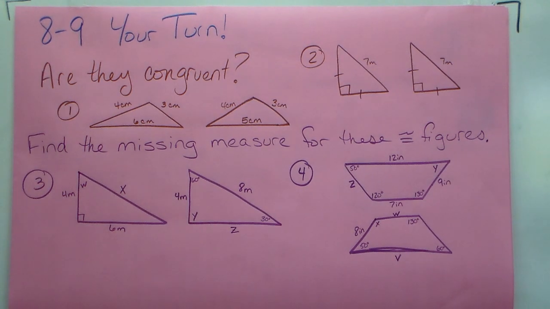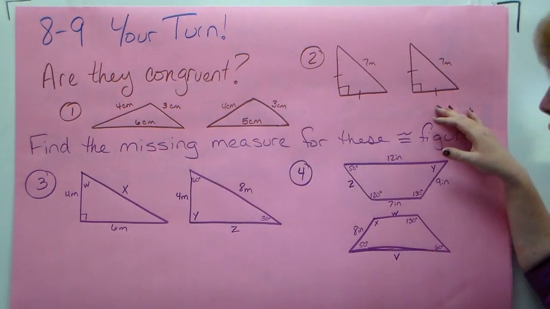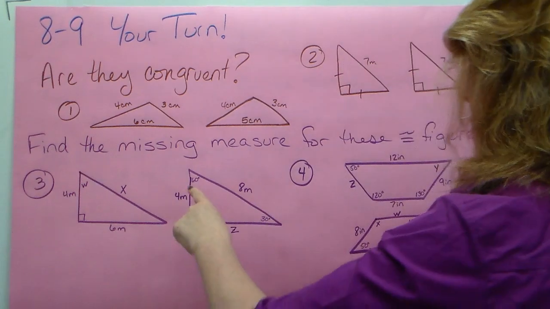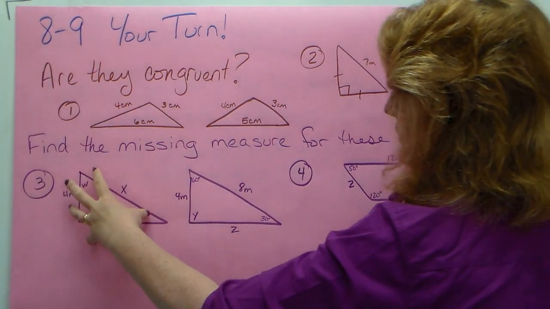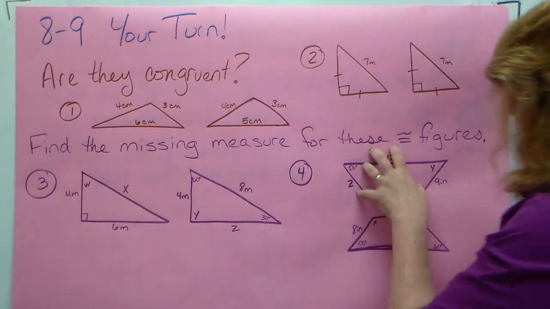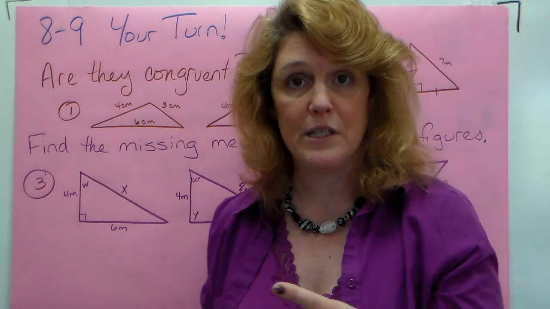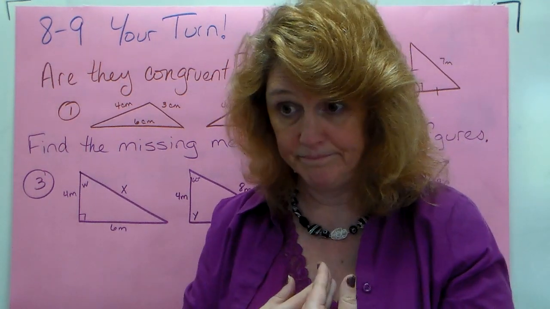So, your turn. Are they congruent? Here's 2. Here's 2. You get to tell me if they're congruent. And if I tell you that they are congruent, I want you to find the missing measure for these congruent figures, which means this and this are congruent. This and this are congruent. And I need you to be able to tell me the missing measures. So hit pause, figure those out, come back.